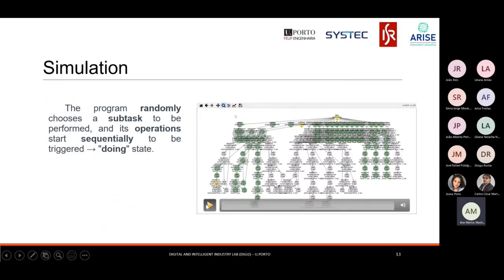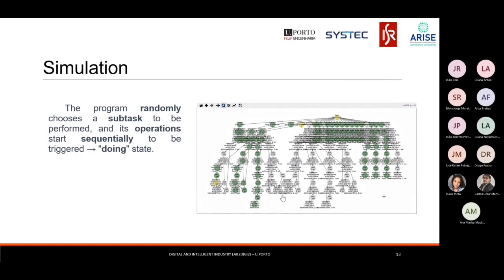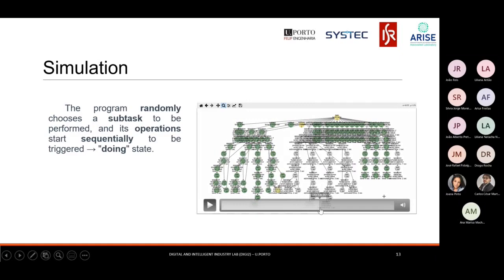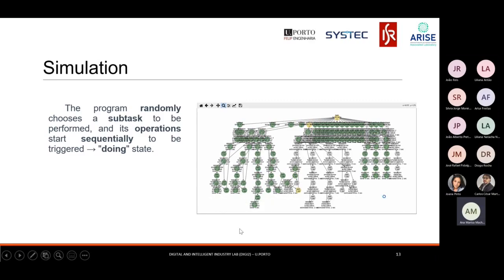Here you can see the implemented graph. Here it is doing a subtask. In yellow, as I said, are the tasks and operations that are being done. For this simulation, the program randomly chooses a subtask to be performed, and its operations start to be triggered sequentially, moving to the doing state.